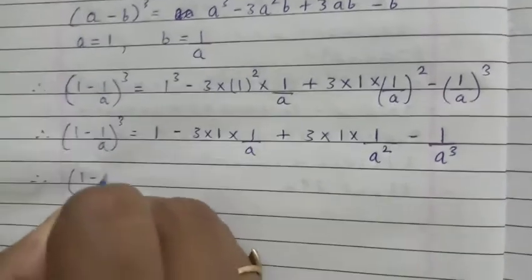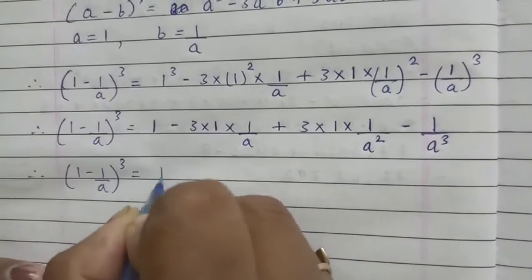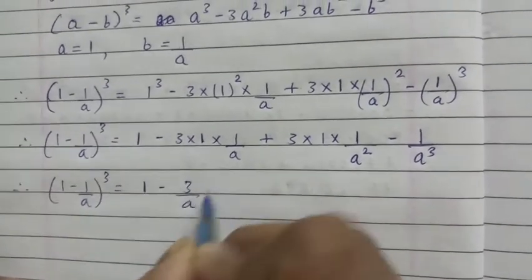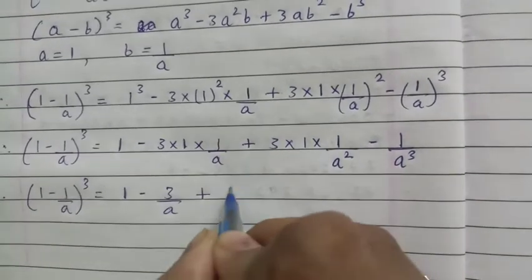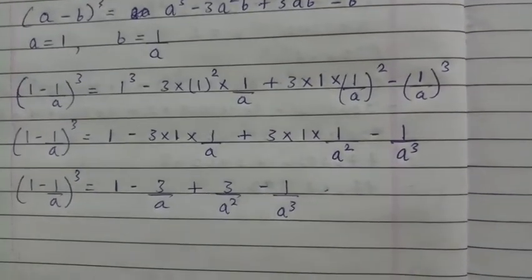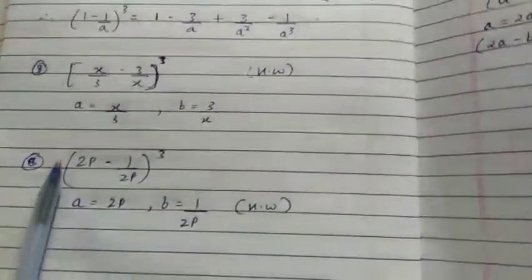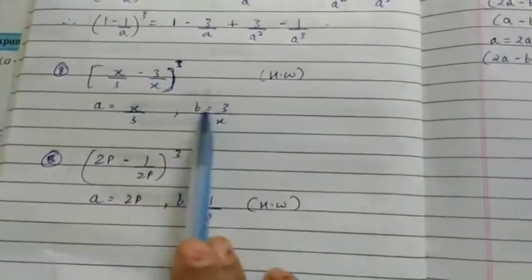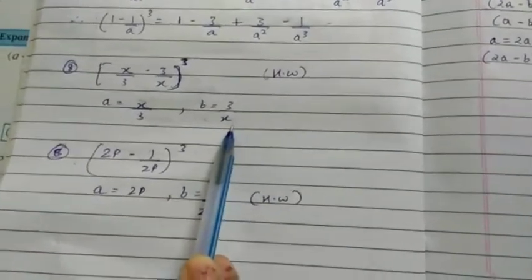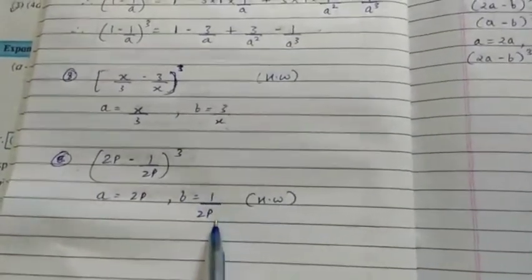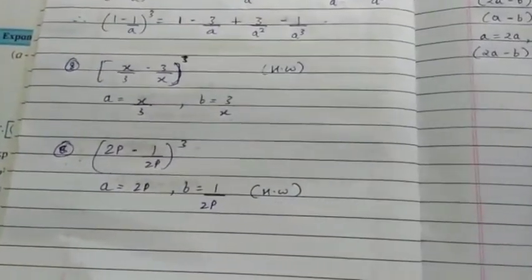So we will have 1 minus 1 upon a whole cube is equals to 1 minus 3 upon a plus here also 3 upon a square minus 1 upon a cube. Students, you have to solve 8 and 6 problem on your own. It is homework. So here a's value is x upon 3 and here b's value is 3 upon x. Simply put the values in the formula. Similarly in sixth one, a is equals to 2p and b is equals to 1 upon 2p. So solve it as homework.